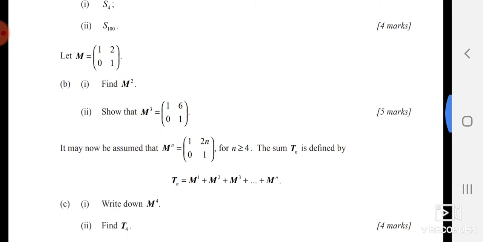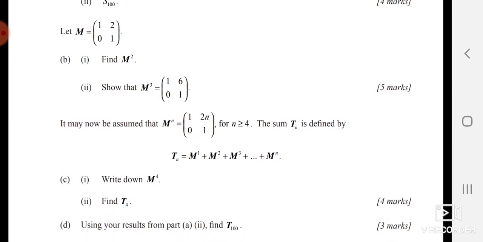Okay, and now it may be assumed, show that M cubed is 1 6, 0 1. You will see that when you multiply the M squared answer with M, once again you will have the answer 1 6, 0 1. That's what he is asking to prove. And next he is himself giving you that for 1 2, 0 1, the second element in the first row is 2n. You will see whatever the power of M, that would always be even, and you will multiply n with 2 to get that entry. And the other entries remain the same.